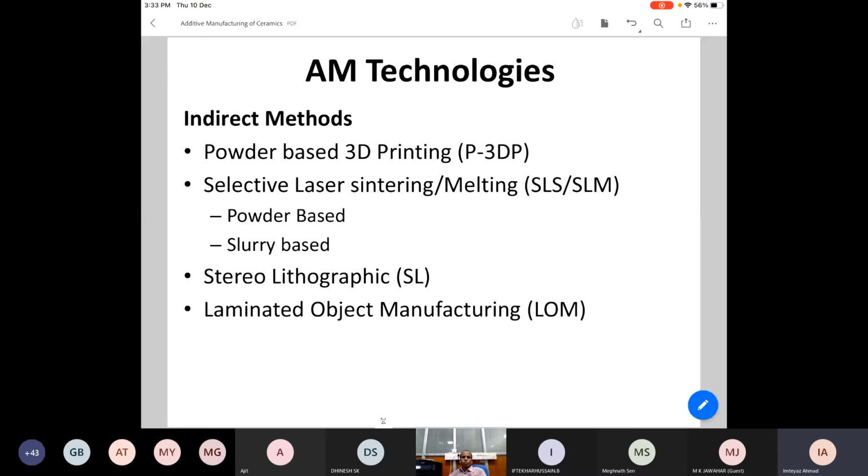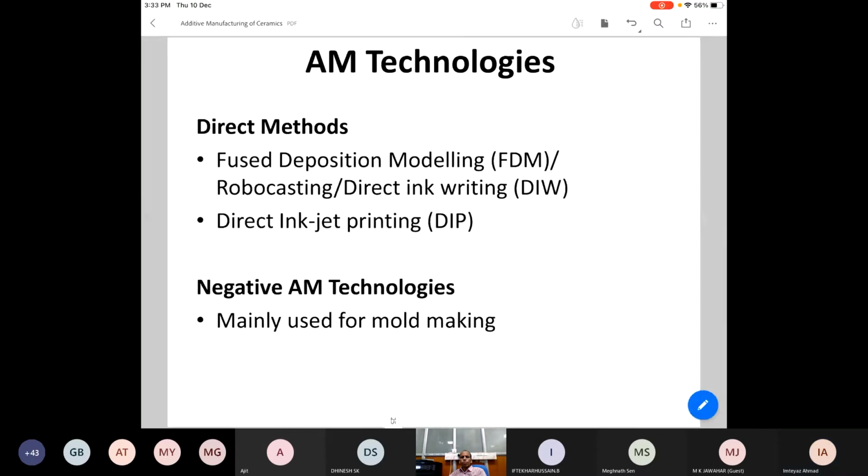And then stereolithography, I will talk about it a little bit. And then laminated object manufacturing. I may not talk about this. Instead, I will talk about the other one, the filament deposition method, which is nothing but, excuse me, a modification of extrusion process. So I will talk about fused deposition modeling, and then I will not talk about inkjet or other mold making processes. They are not very successful as far as ceramics is concerned.